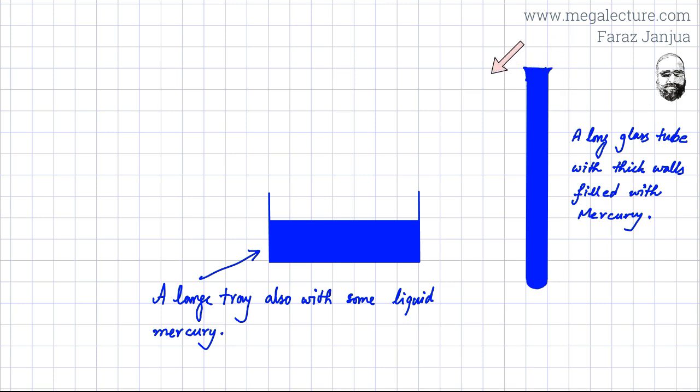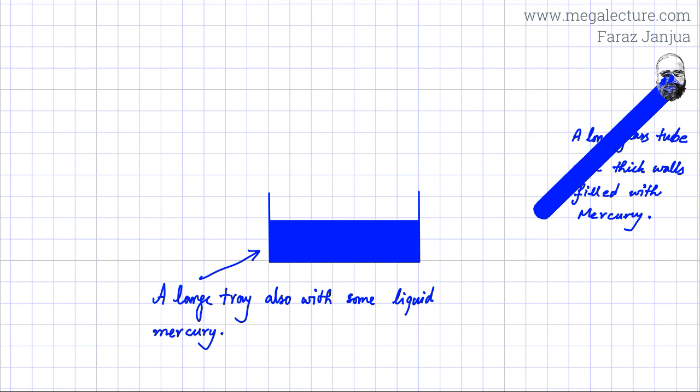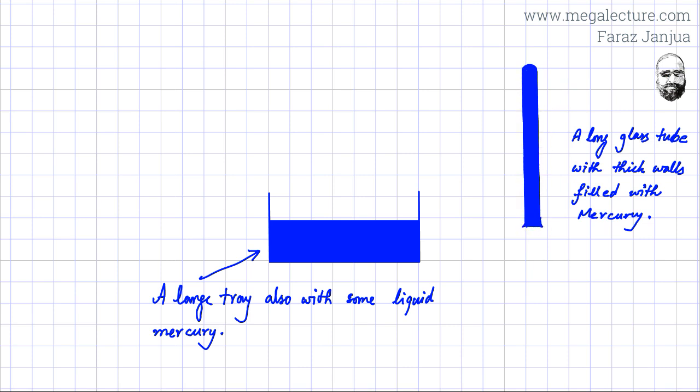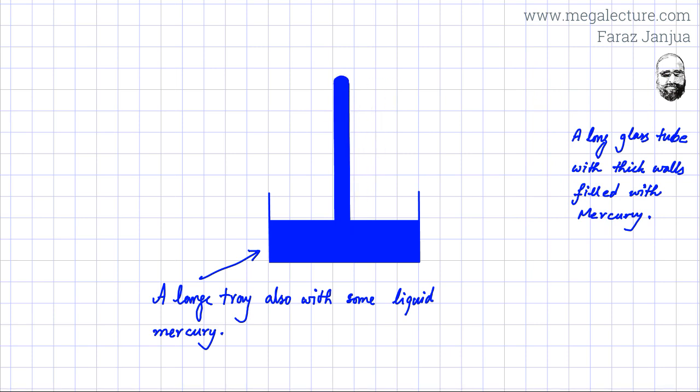So what we do is, we lower this open end over here without letting any mercury come out. We can put a temporary lid over here, and then we can invert it into the tray and remove the lid. So once we put it in there, what happens? Let's see. This is the test tube. We invert it upside down like that, and now we lower it over here. Let me make it vertical. Okay, now it is vertical, and I put it like this.